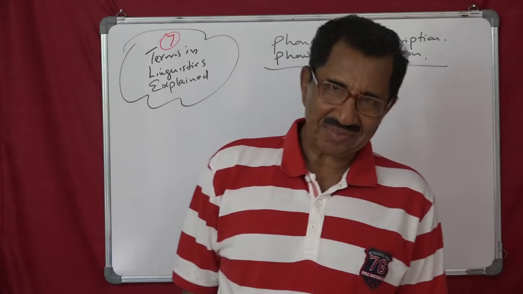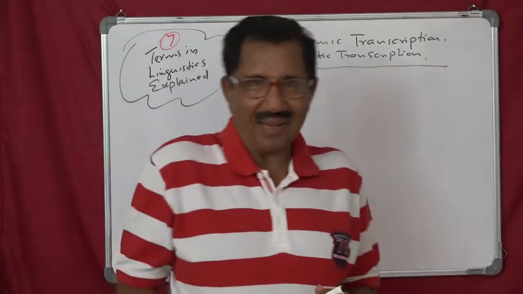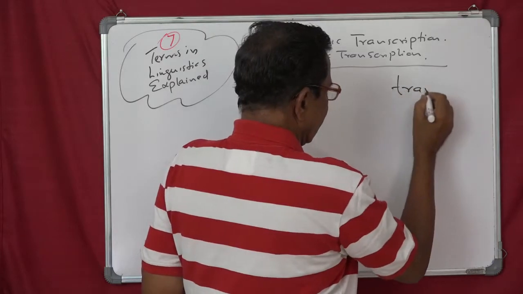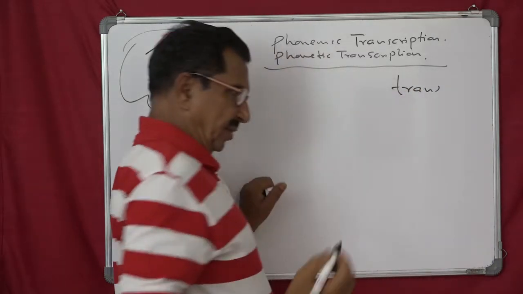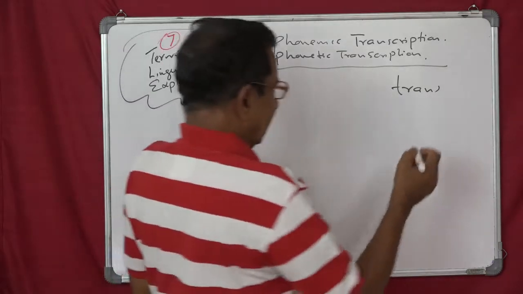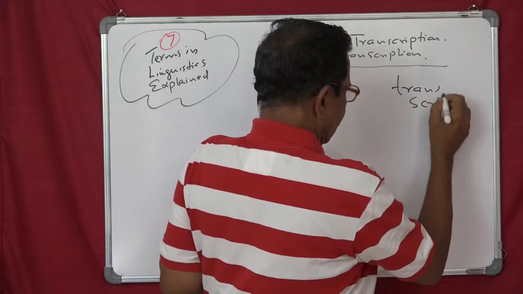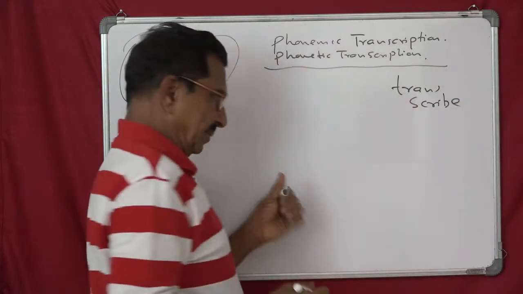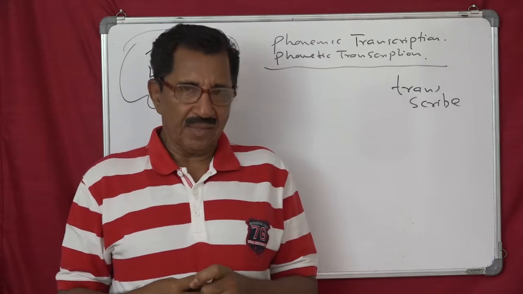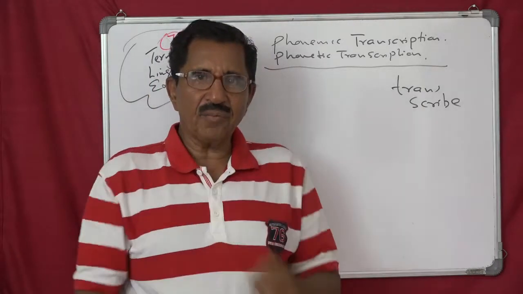So we have two types of transcription. Transcribe, what does that mean? Trans means change, as in transformer, changing the currents. Scribe means to write. Scribes means writers. So to transcribe is to change the form of writing.